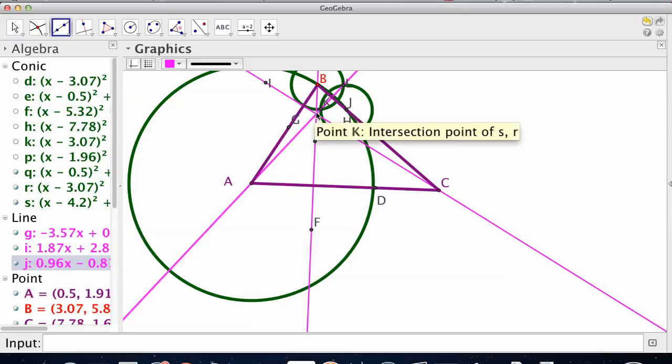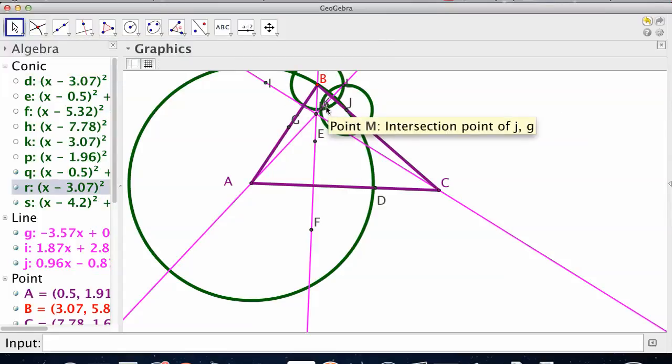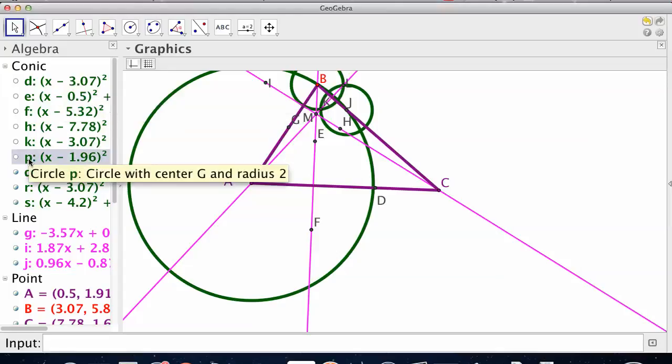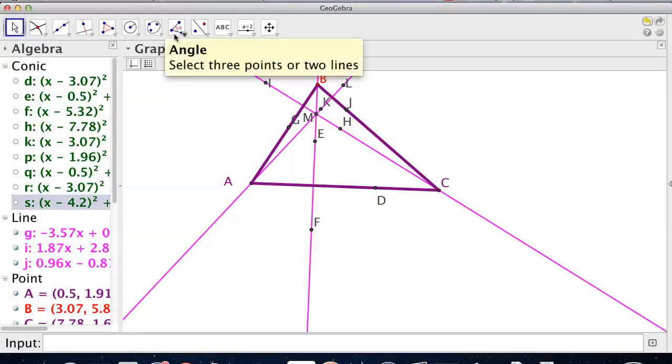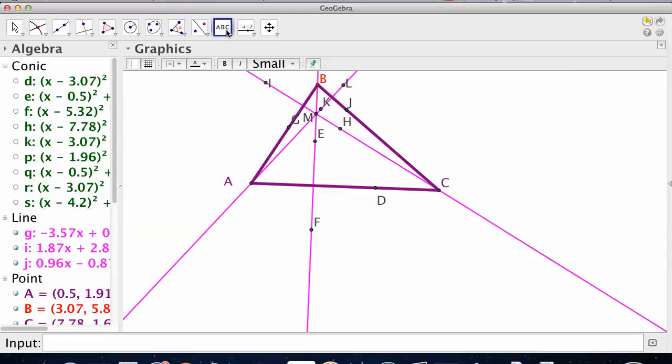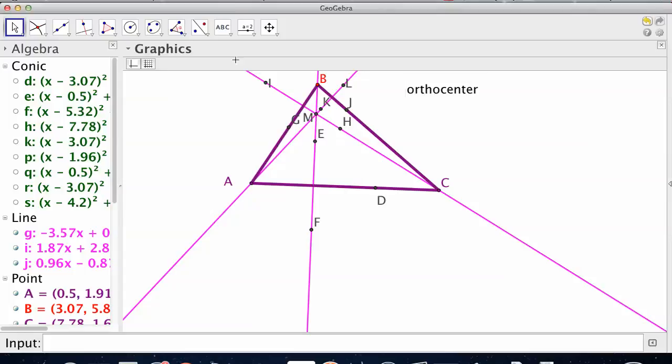There is a point where they cross. They cross at point M. Now, here's the bad part about point M. It actually really means nothing. It has a name, but we don't really use it for much of anything. It is called the orthocenter.